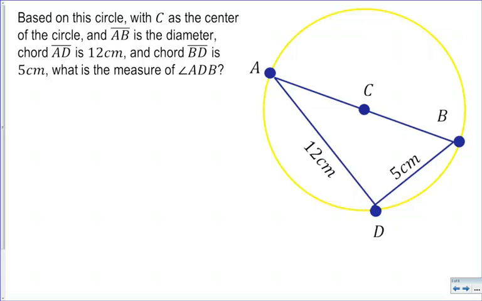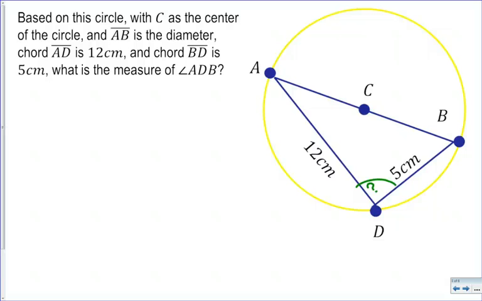Let's try this one. Here's a circle with C as the center, and AB, so this line, A to B, is a diameter line. We know that there's a chord, A to D, which is 12 centimeters long. We know there's another chord, B to D, which is 5 centimeters long. Right there. What's the measure of angle ADB? So what I'm asking for is what's this angle right here?